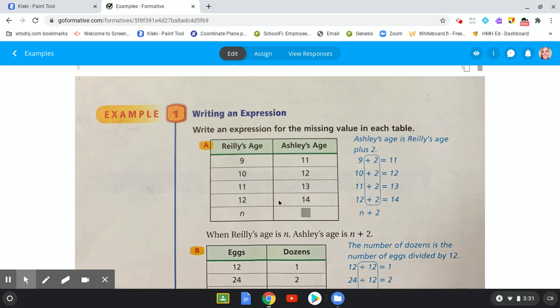So basically, that's what we had to do to figure out what Riley's age is when Ashley is a certain age, okay? So when Riley is n years old, we're going to add 2 to that to get to Ashley's age. So the expression when Riley's age is n, Ashley's age is n plus 2. So that is the algebraic expression we had to come up with, n plus 2. We had to figure out the relationship between Riley's age and Ashley's age, and that happened to have been plus 2, right? So n plus 2.